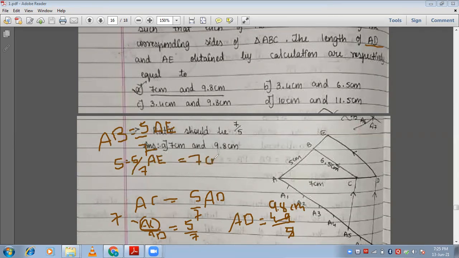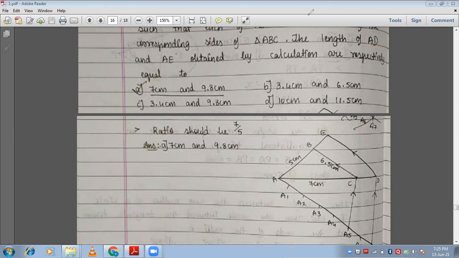So which option is right? Option A is correct. But there is a little bit of confusion, a mistake is there. AD is 9.8, so they interchanged this one. So 9.8 and 7 centimeter is the correct answer for this question. So I choose option A as the correct answer. Next question.